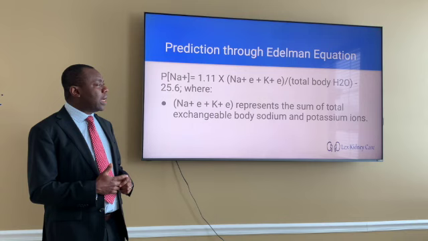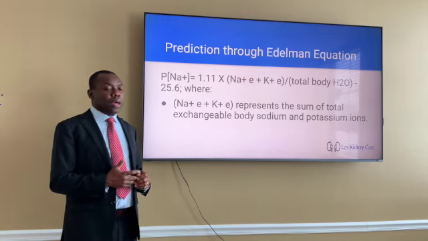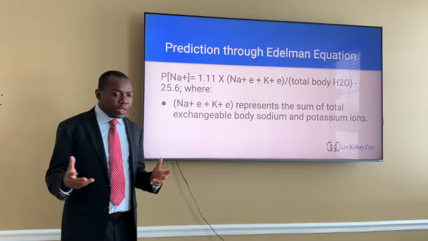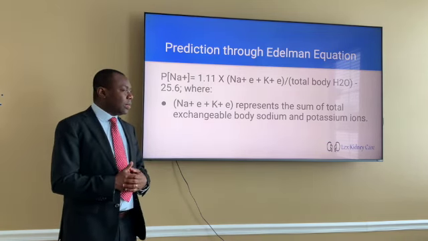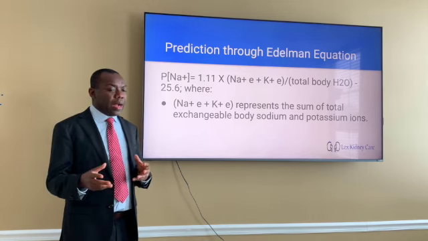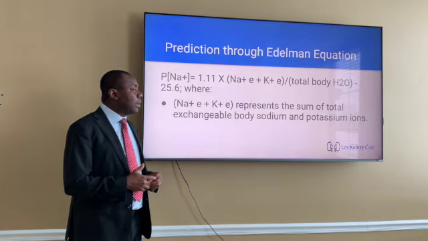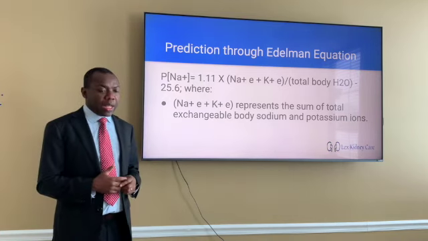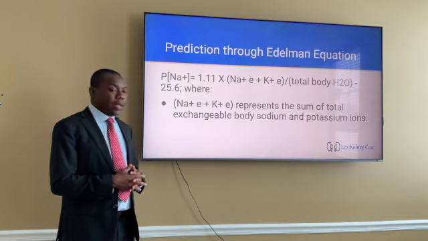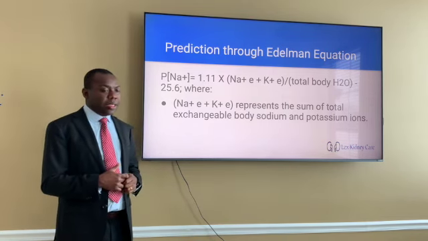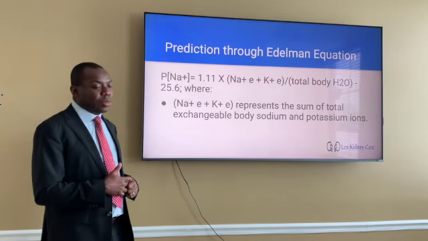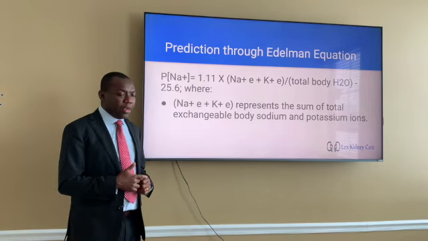So we want to look at an equation called Edelman's equation. Edelman's equation just gives us the plasma concentration of sodium, and if you add the plasma concentration of sodium and potassium and divide it by total body water, that gives you Edelman's equation. And this equation actually represents the sum total exchangeable body sodium and potassium ions.